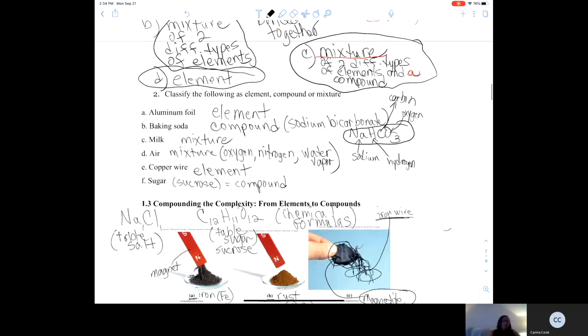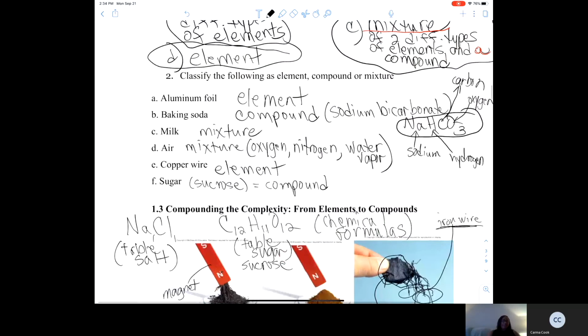And so here, question 2, we've got a list of different substances that we can classify as an element, compound, or mixture. Aluminum foil is made up of only aluminum atoms, so it's an element. Baking soda is a compound whose chemical or scientific name is sodium bicarbonate, which has the formula NaHCO3. So it's composed of four different types of elements. Na is sodium, H is hydrogen, C is carbon, and of course O is oxygen. So it's composed of 4 different types of atoms. So therefore it is a compound.